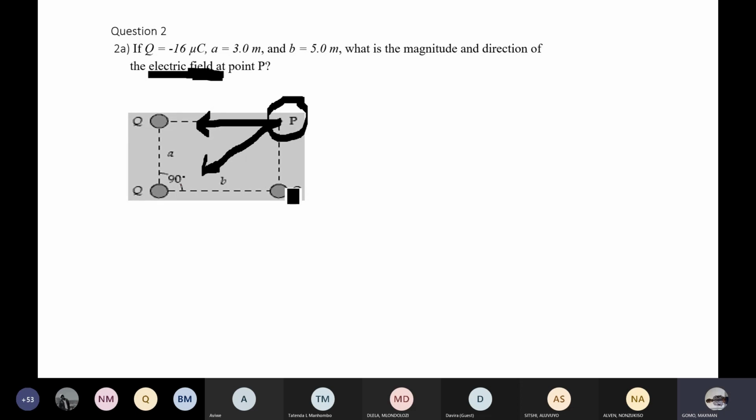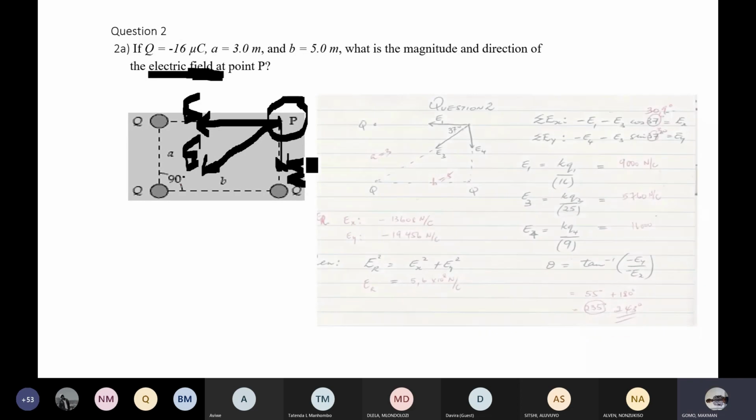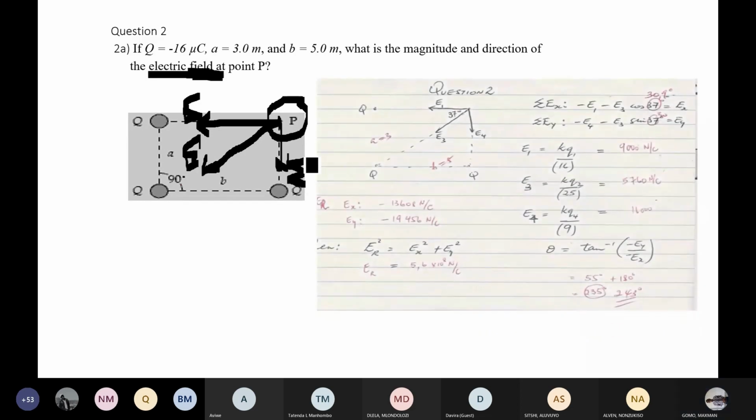Then our point charge with respect to this is also going to be attracted. So at the end of the day, you have your E1 here, your E2 here, then your E3 here, like this. So let me bring in the diagrams. So this is what you have at the end of the day. You have something like this.